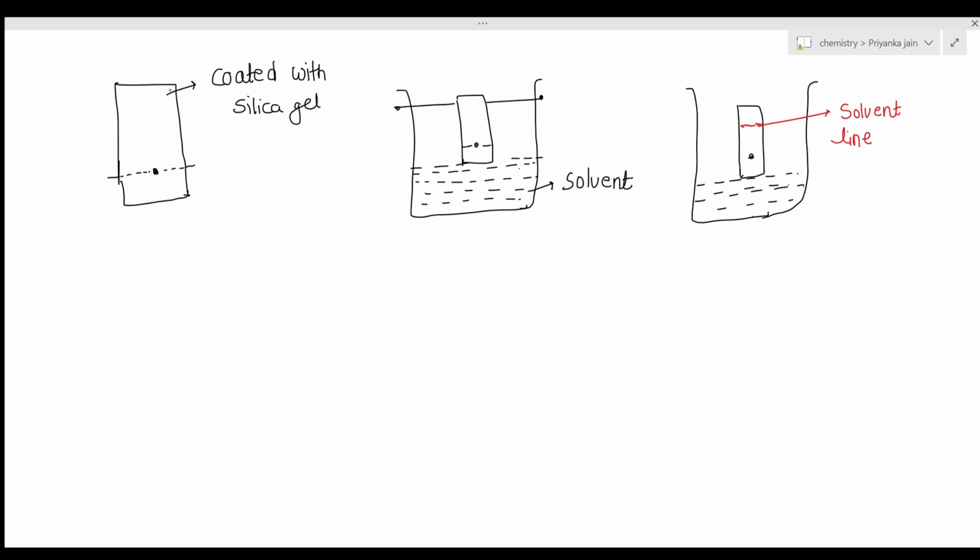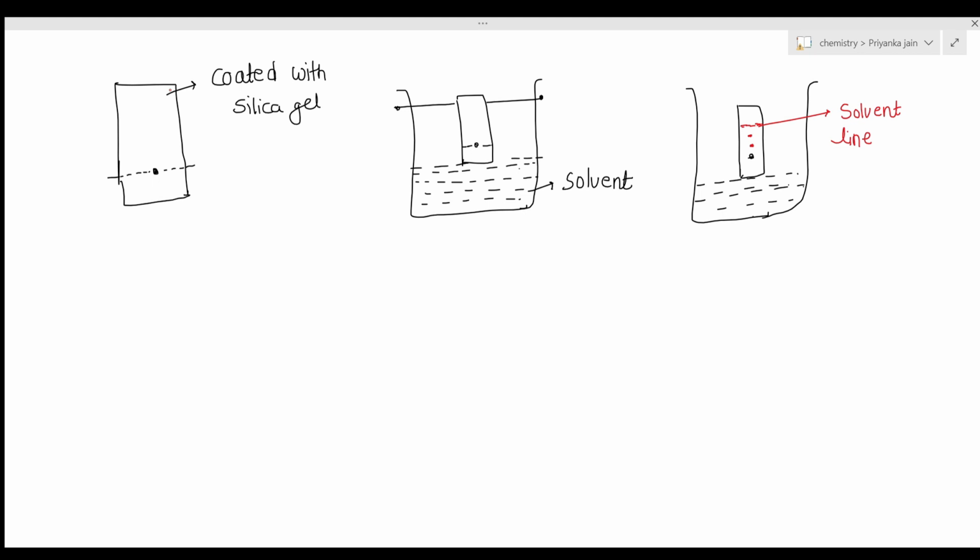With this solvent, at the same time the sample components get separated. Why? Due to different polarity. They will have different polarity, so they will get separated, and you get lines like this. These are the components that get separated out. Why do they get separated? Because some of the components have more polarity and some have less polarity. The more polar sample components will move less due to the polar nature of the silica gel, and the less polar sample components will move more. So they get separated out.